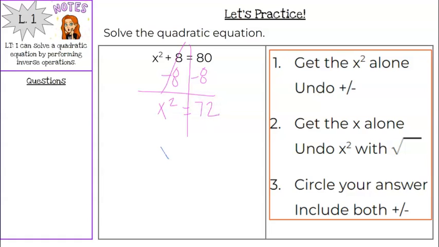So now remember, I want to know what x is, not what x squared is. So I need to undo x squared with that square root. So I'm going to take the square root of x squared, and I'm going to take the square root of 72. The square root of x squared is just x, so now I just have to figure out what the square root of 72 is. If you look at your chart, it's not on your chart, so we're going to need to use our calculator.